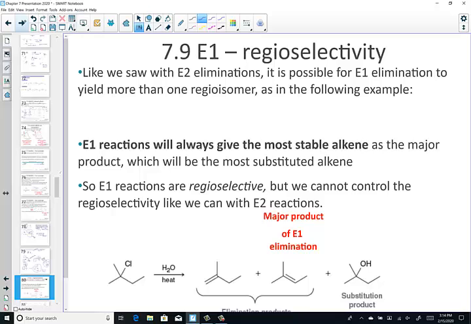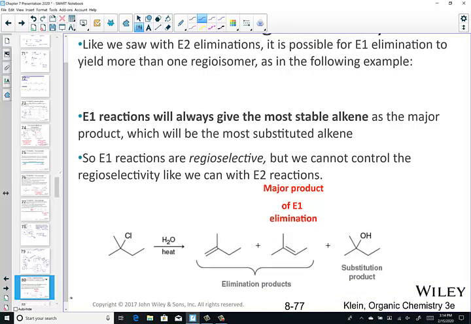Like we saw with E2 eliminations, it's possible for E1 elimination to yield more than one regioisomer. Let's take a look at this example. E1 reactions will always give the most stable alkene as the major, which is usually the trans configuration, and the cis as the least stable or the minor product. E1 reactions are regioselective, but we cannot control the regioselectivity like we can with E2 reactions.